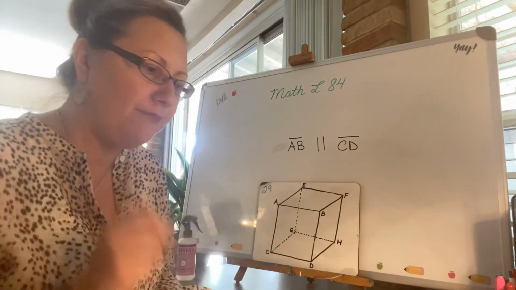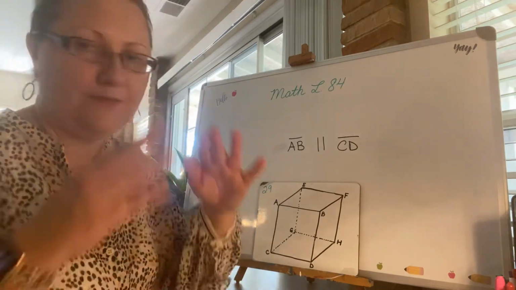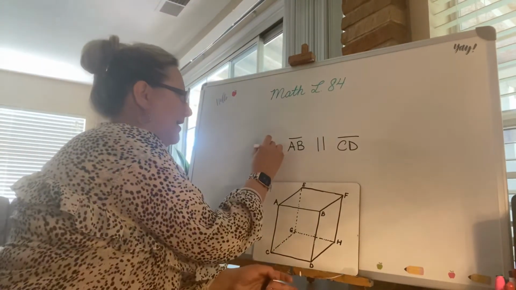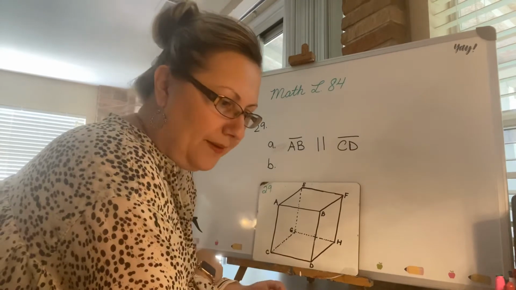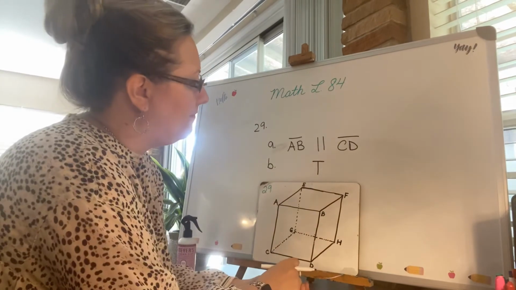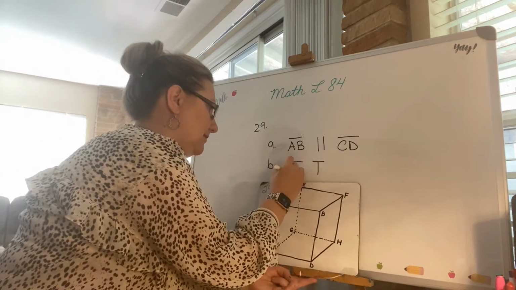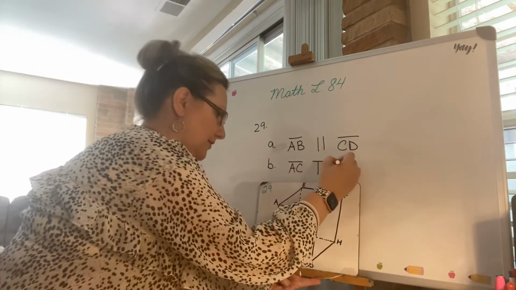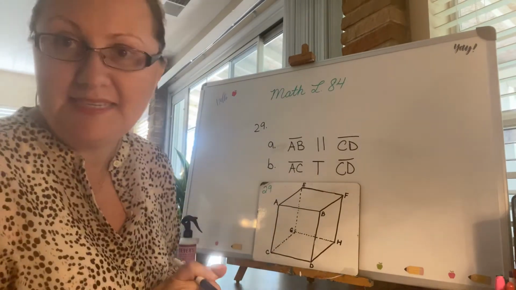Now it says name a pair of perpendicular edges. Perpendicular, we know, they have to meet or intersect at a 90-degree angle. So this was letter A on number 29, and for letter B, what are some perpendicular edges? We draw perpendicular edges like this. How about we choose segment AC with segment CD. These two are perpendicular. Easy as that.